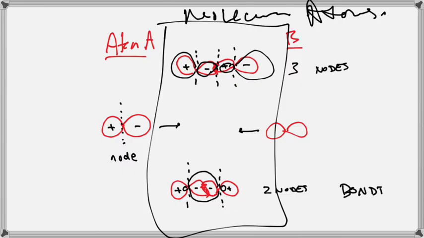Bonding starts with B. What happens with the top one? What happened to the amount of electrons between the atoms? Did I increase the probability of finding electrons there or decrease it? Decrease. I decreased the probability of finding electrons between the atoms. This interaction still exists. It doesn't disappear. It's an orbital. But what is happening within it?